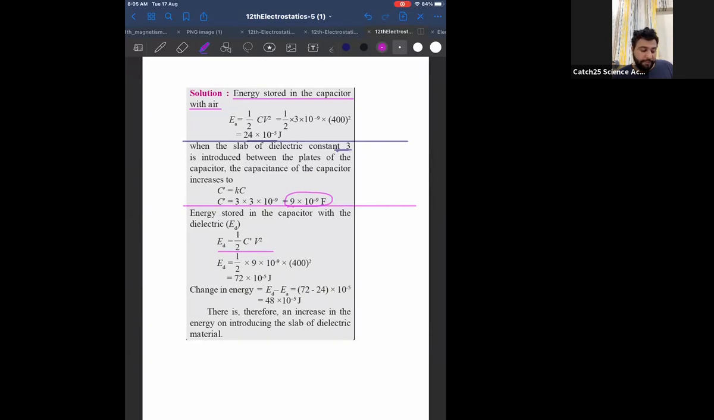In this case, C will not be 3. C will be 9 into 10 power minus 9. Understood? And give me the answer for energy. Start. It is anyway given. Tell me if you're getting this answer.